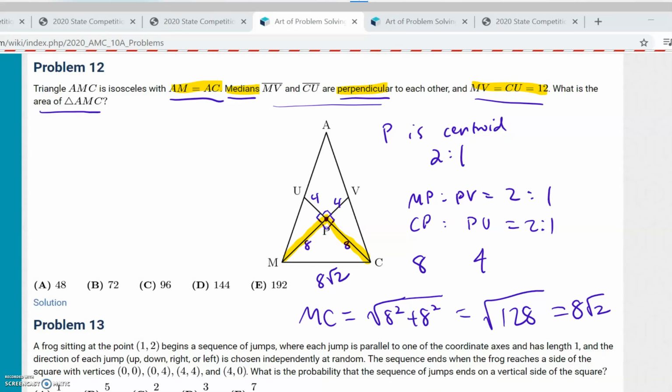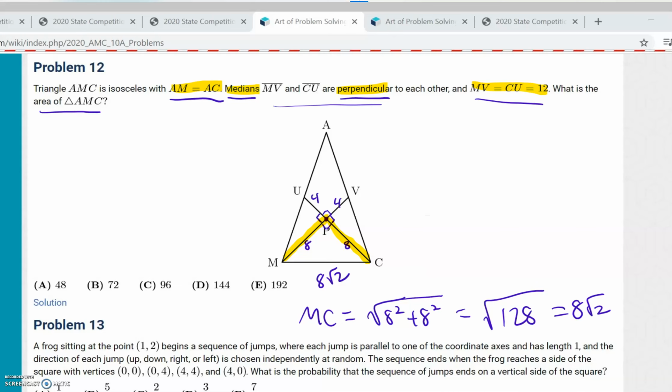Okay, I'm going to erase some of this so that we can work on some of the other aspects of this problem. So let me just erase this part here. Okay, I will leave the rest there. I'll leave the part about where we calculate MC at the bottom. We can also calculate VC and UM. And this is because we have the 2 legs and we can find the 3rd side, which is the hypotenuse. So we know that VC is going to equal UM, which is going to equal the square root of 4 squared plus 8 squared. And this, when you calculate it, it's going to be 4 root 5.